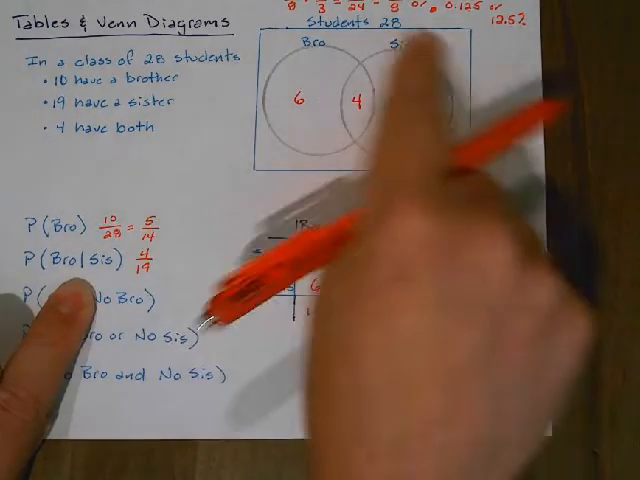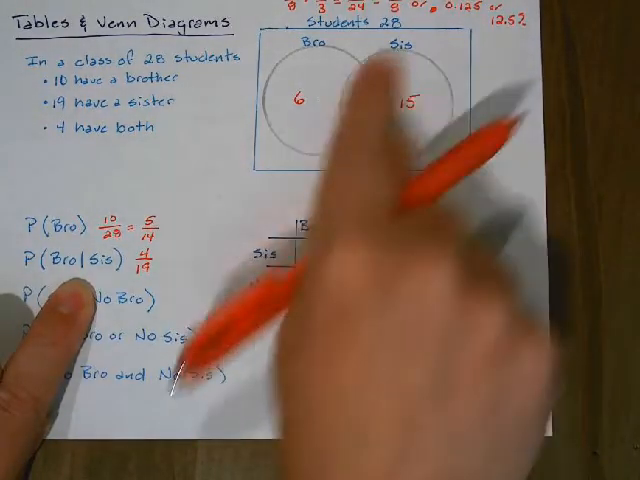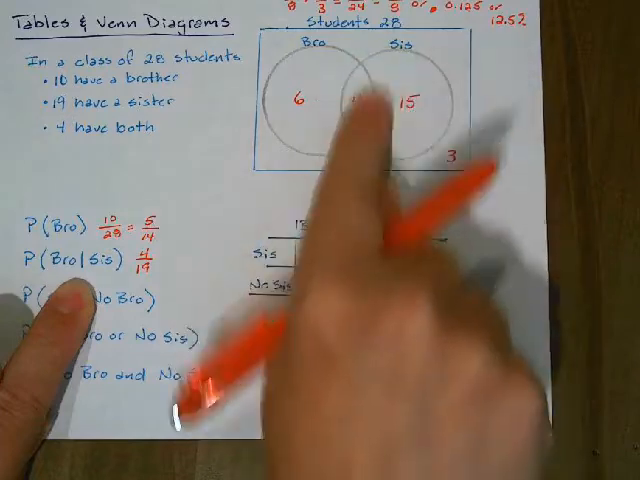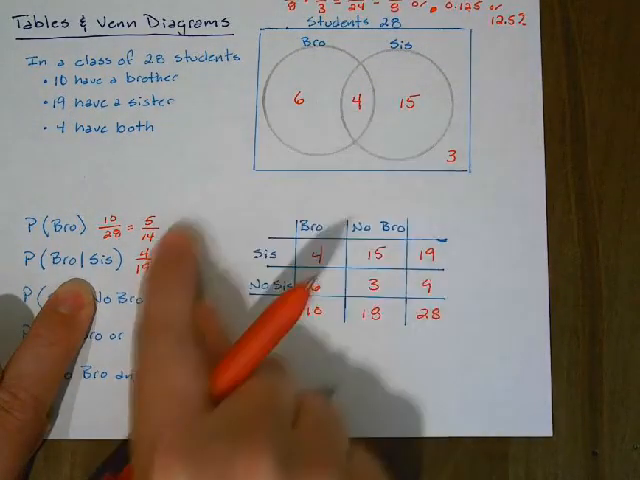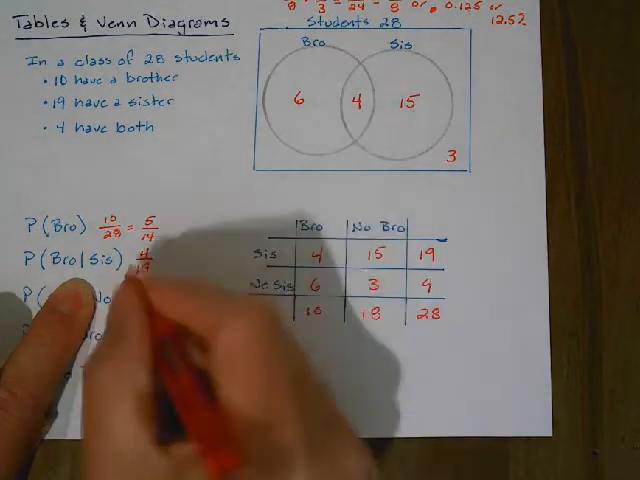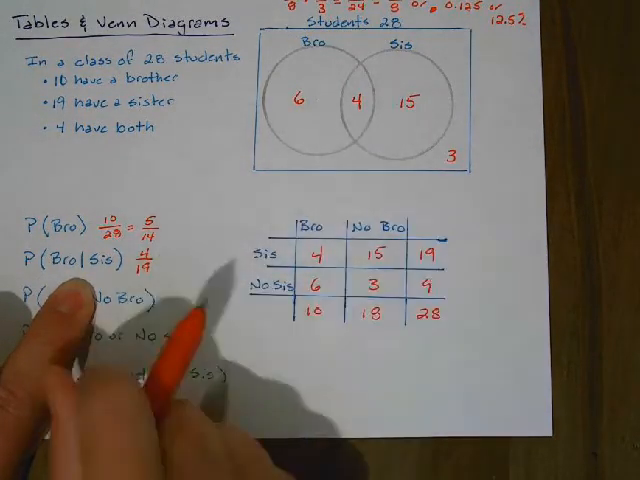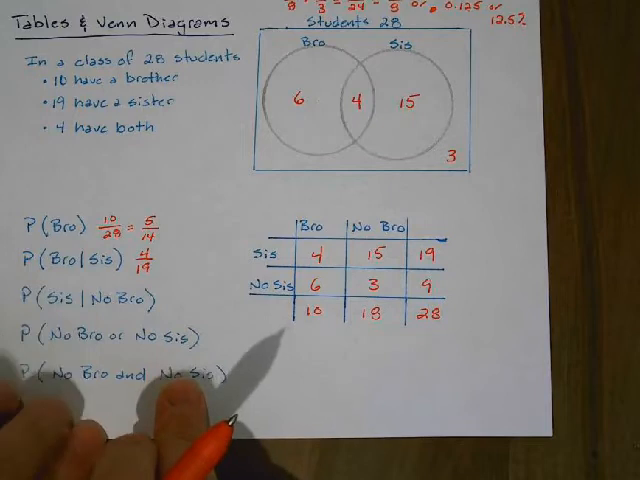And we can see the same thing up here. If we're looking at just the sisters, there's a total of 19 here. And of those, how many have a brother? 4 of them did. So it's 4 out of 19. So that doesn't reduce. It'd be 4 out of 19, or you'd plug it into your calculator.